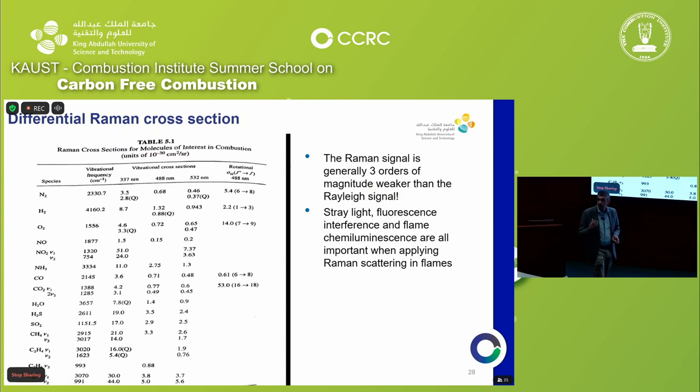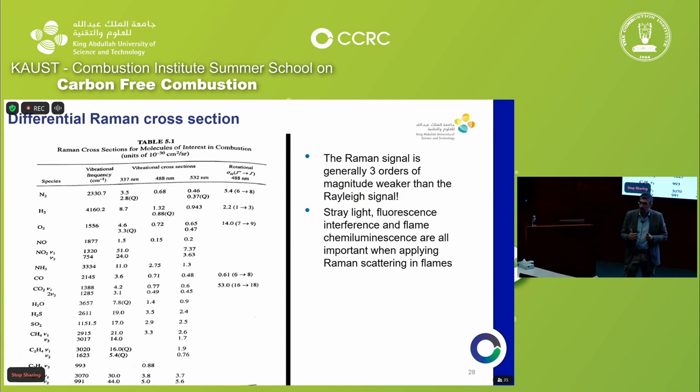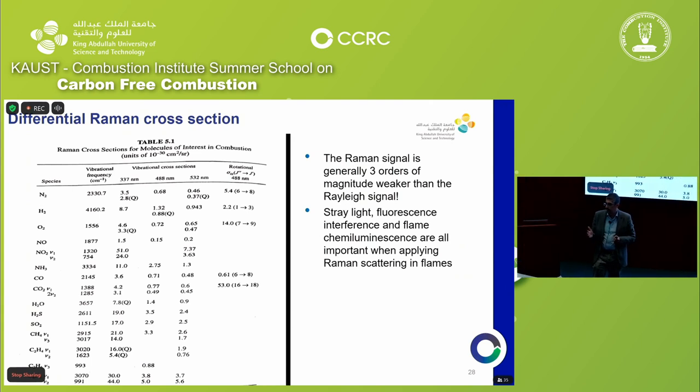The intensity will be proportional to the differential cross-section of the species and to the fourth power of the frequency of the laser that we use. But more important, they're going to be separated spectrally, so we can distinguish the different species present in our measurement volume, as opposed to Rayleigh scattering, where the scattering is elastic.